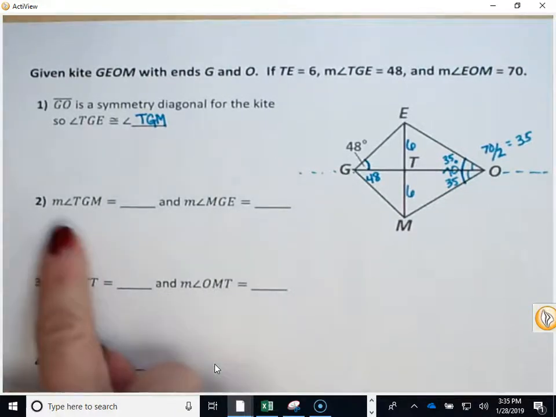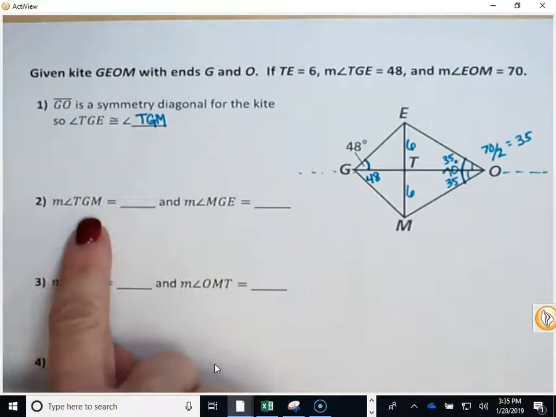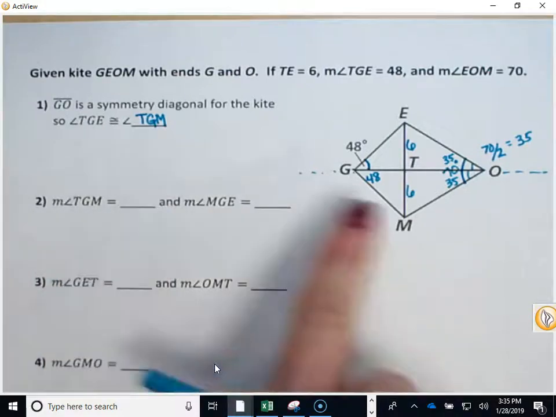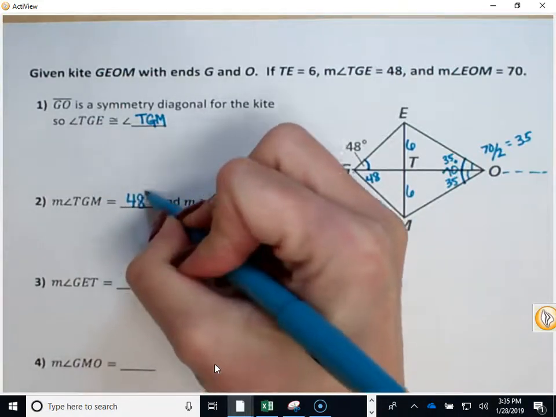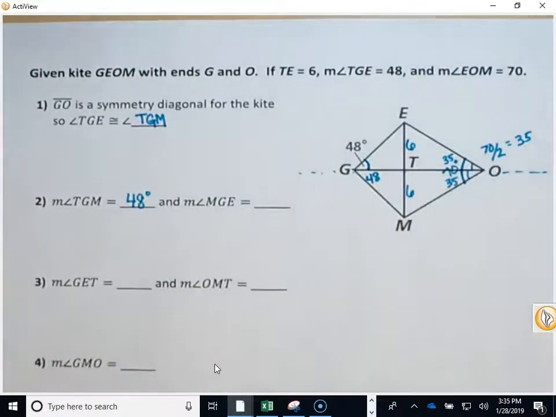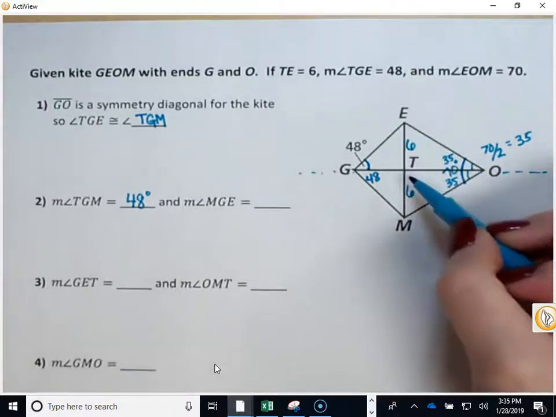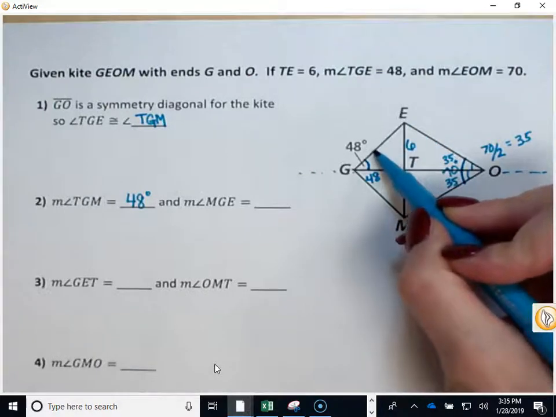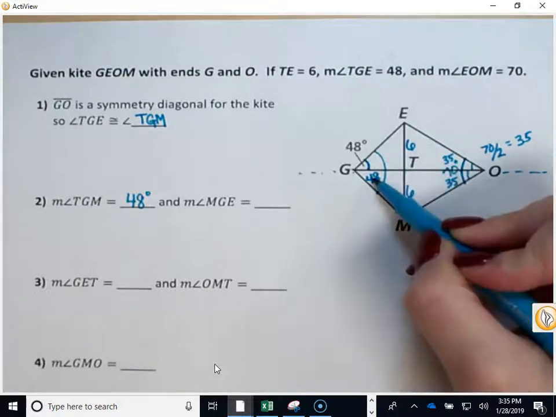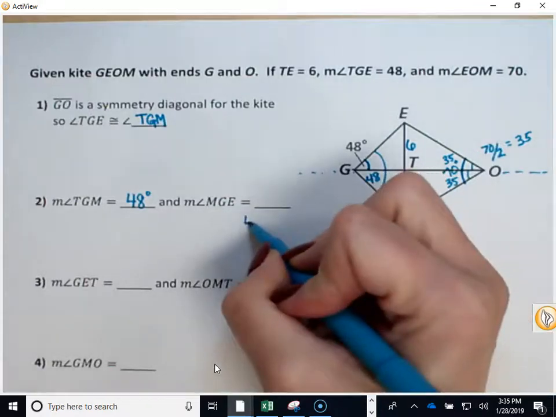They tell me, if the measure of angle TGM equals, well, we just figured out that it was 48 degrees because it's the same as this angle. And the measure of angle MGE, M to G to E, equals what? Well, what they're talking about there is this big angle. So adding those two 48s together.